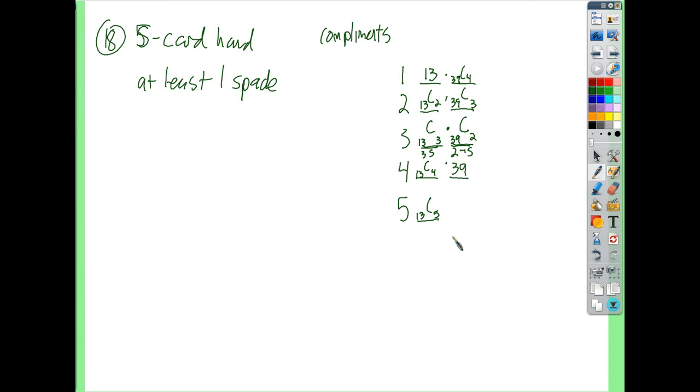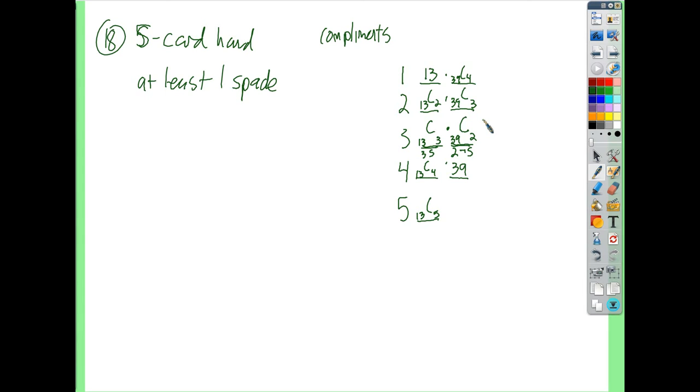Hold on, don't do all that work yet, because this is a lesson in complements. This is a lot of work. It's not an unimaginable amount of work, but it would take a few minutes. We take this, multiply by that. All right, set that aside. Take this, multiply by that. Set that aside. We add them all together. We'd be done. And that'd be how many ways there are to put together a hand that has at least one spade, meaning 1, 2, 3, 4, or all 5 spades.